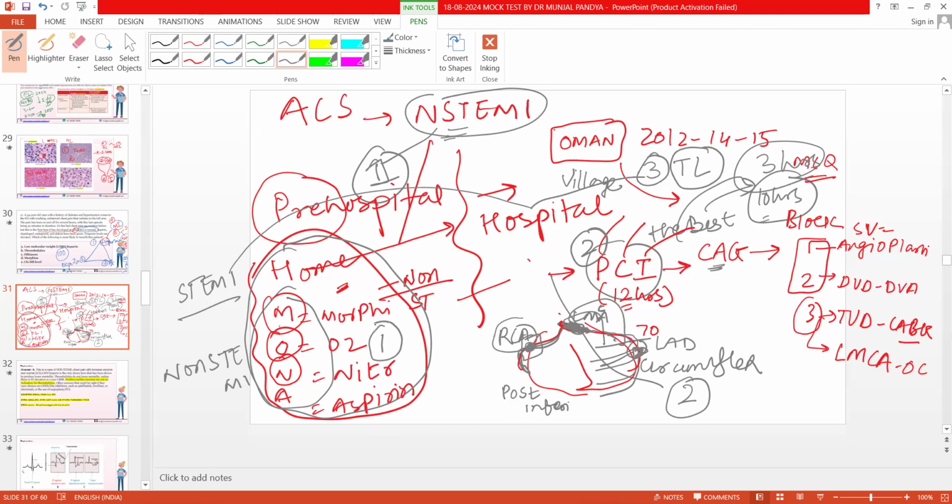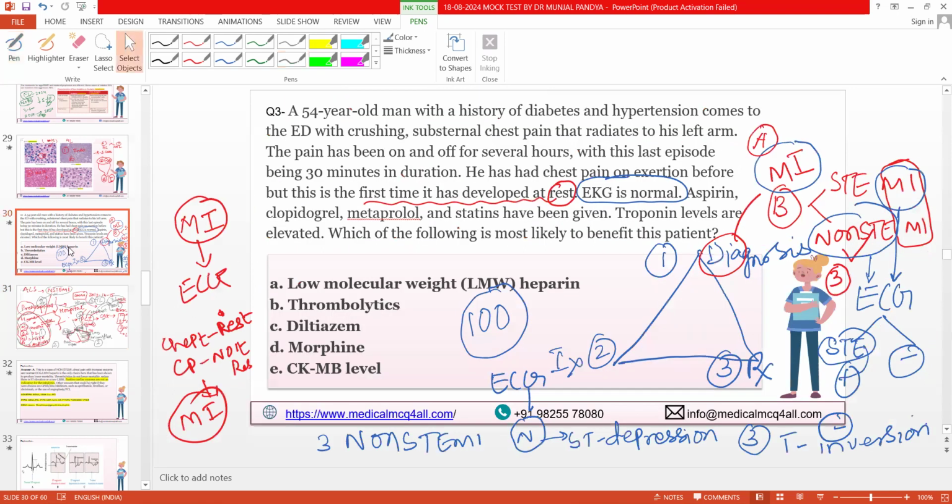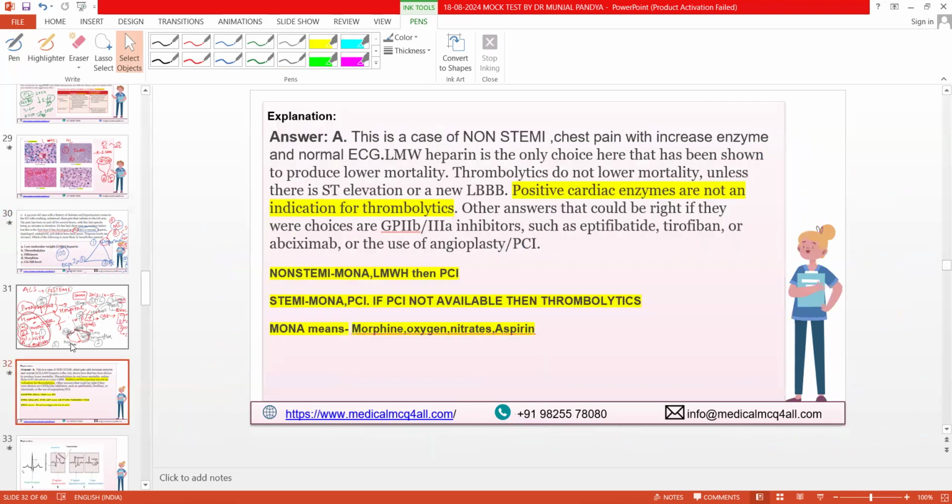For non-STEMI, first you give the MONA, right? And second, what do you do? Anyone? Second, what do you do in non-STEMI? Here the answer changes. Here, low molecular weight heparin or heparin is the answer. Because in STEMI, STEMI is a 100% block. This is a coronary artery with 100% plaque, 100%.